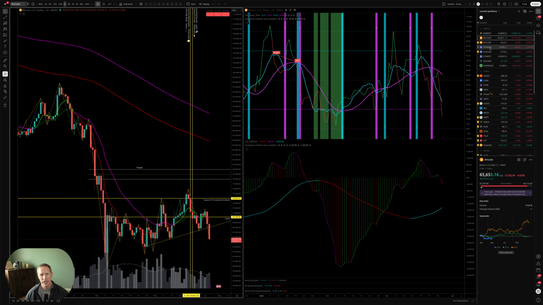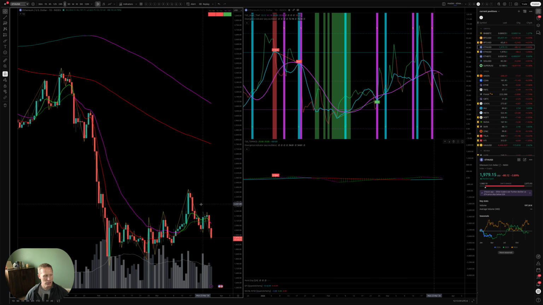Let's go ahead and just spin through some of the charts. Same kind of idea here. Ethereum is actually looking a little better in the sense that it's still sitting in the middle of the range, as opposed to closer to the bottom part of the range, although it's not really that much farther away from where it is now.